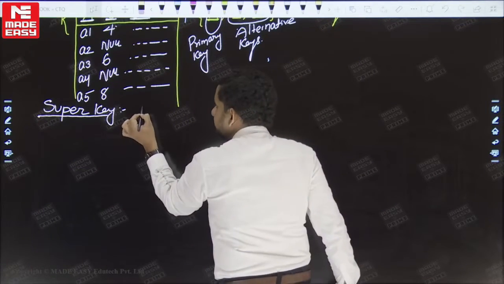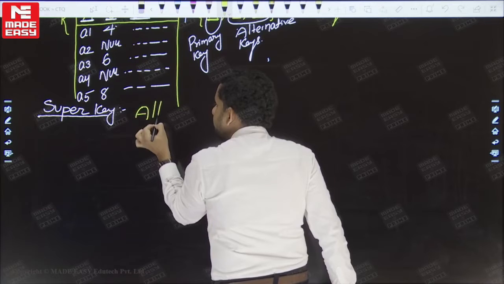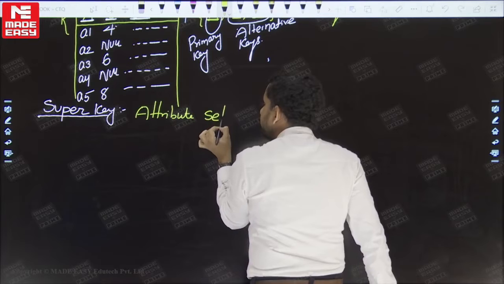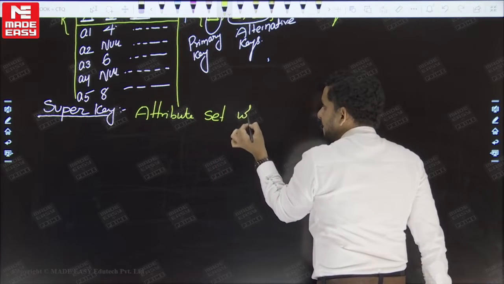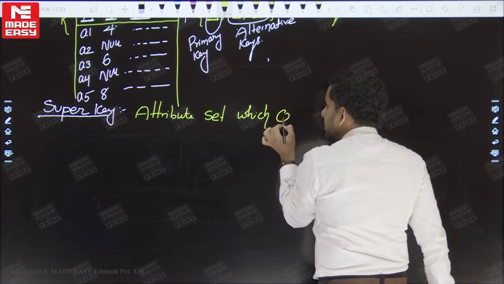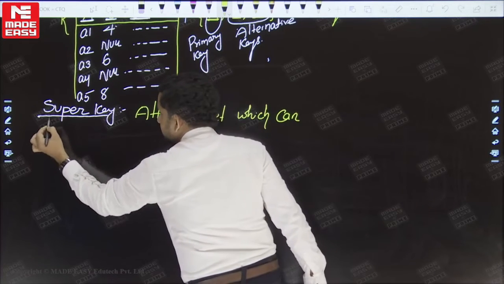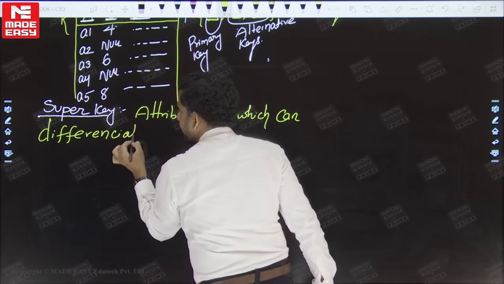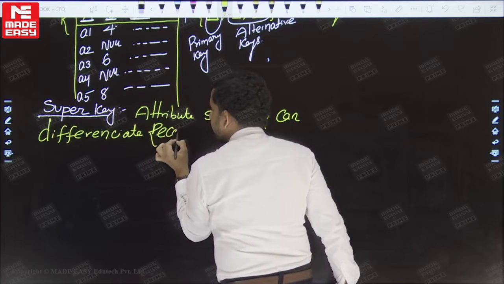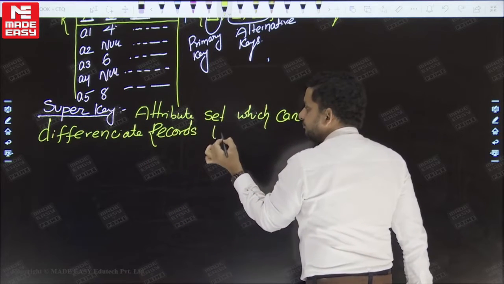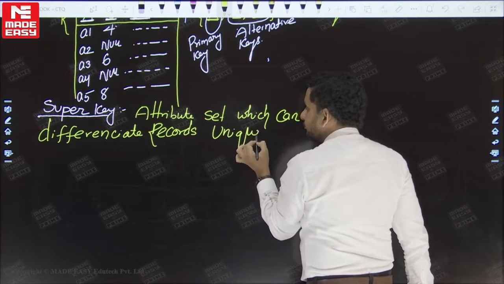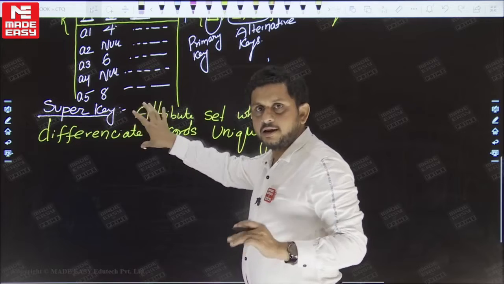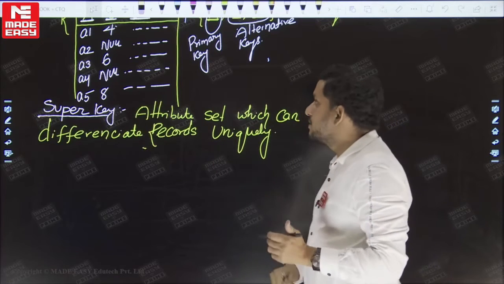Okay, super key is an attribute set which can differentiate records uniquely. That attribute set which we use to differentiate records uniquely may be a minimal attribute set or may not be a minimal attribute set.